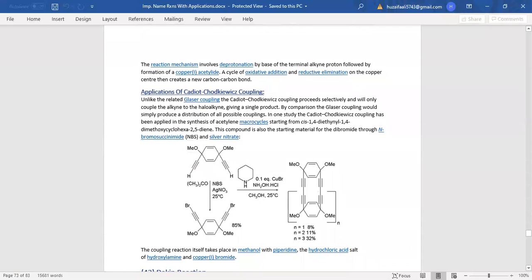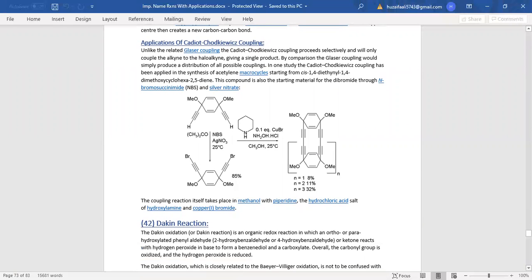The reaction mechanism involves deprotonation by base of the terminal alkyne proton followed by formation of a copper(I) acetylide. A cycle of oxidative addition and reductive elimination on the copper center then creates a new carbon-carbon bond.